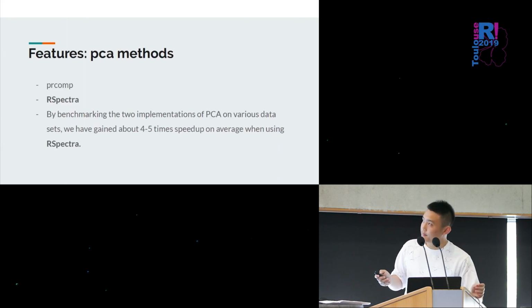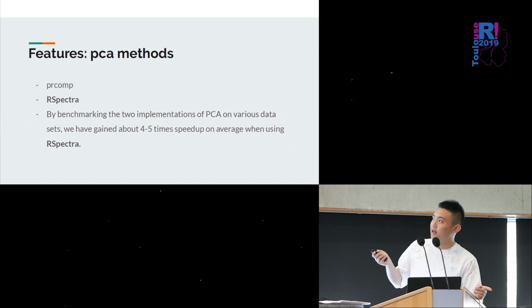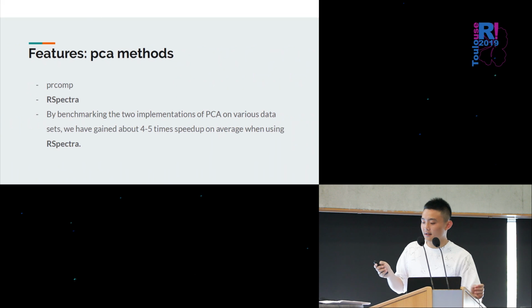To speed up the PCA operation, the user can choose from two implementations of PCA in R, which are prcomp and RSpectra. And we found RSpectra is generally quicker than prcomp.